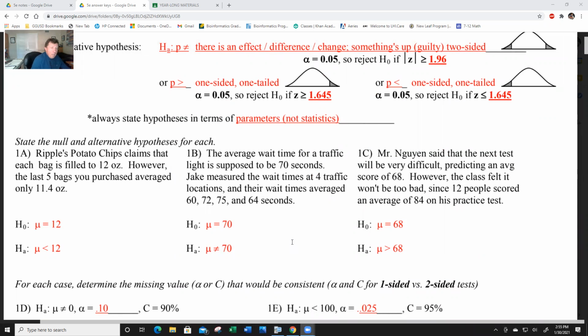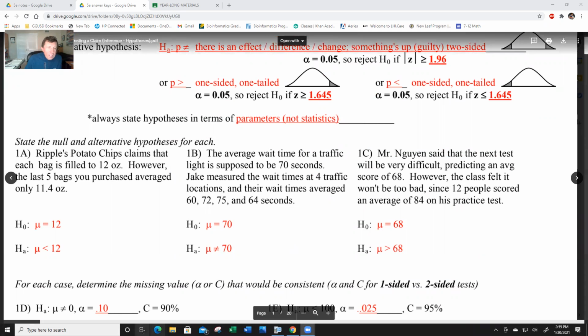Anyhow, so here's the question. Do you think that they are underfilling the bags? So your H0, your null hypothesis, and by the way, this is a mean, not a proportion. So H0: mu is 12. And your HA is, I think it's possible mu is less than 12. This is a one-sided claim. You're not suspecting that they overfill them. That's not a suspicion.